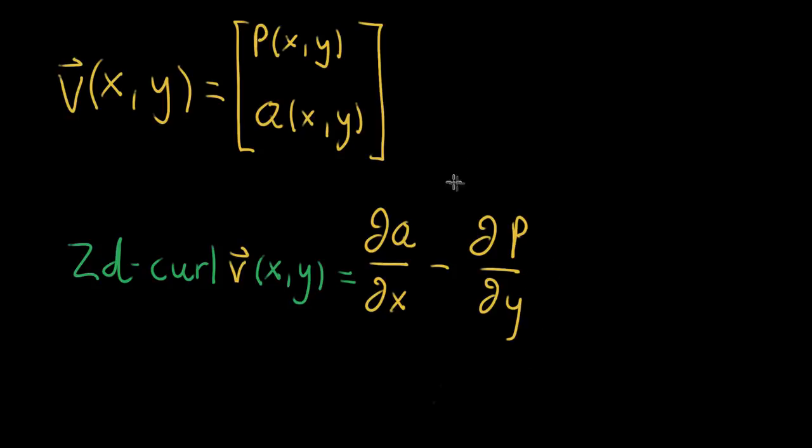In the last couple videos, I've been talking about curl, where if we have a two-dimensional vector field v defined with component functions p and q, I've said that the 2D curl of that function v gives you a new function that also takes in x and y as inputs, and its formula is the partial derivative of q with respect to x minus the partial derivative of p with respect to y. And my hope is that this is more than just a formula, and that you can understand how this represents fluid rotation in two dimensions.